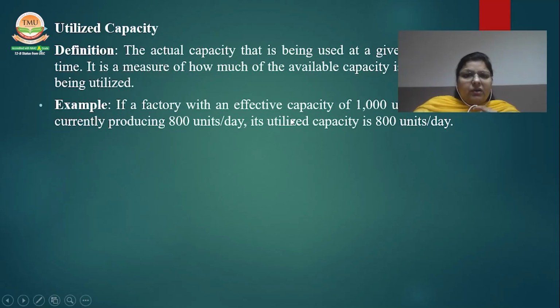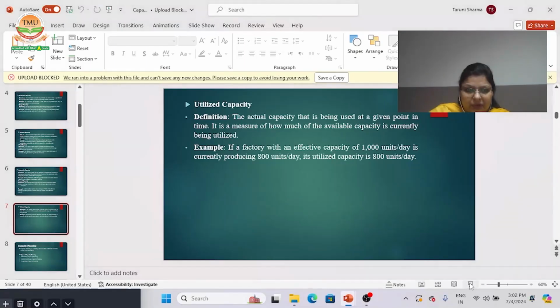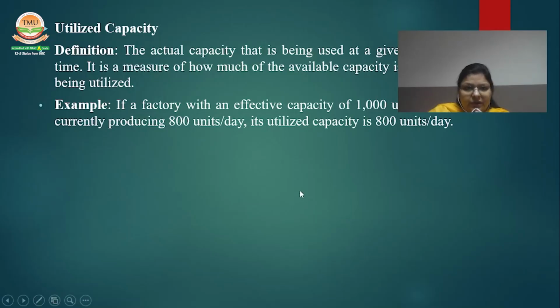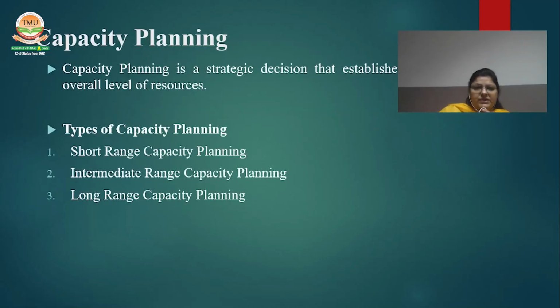A factory with an effective capacity of 1000 units per day is currently producing 800 units per day. It means that is the utilized capacity of that particular organization. As we have discussed, utilized capacity is the actual capacity being used at a given point in time, a measure of how much of the available capacity is currently being utilized. If a factory with an effective capacity of 1000 units is currently producing 800 units, its utilized capacity is 800 units per day.